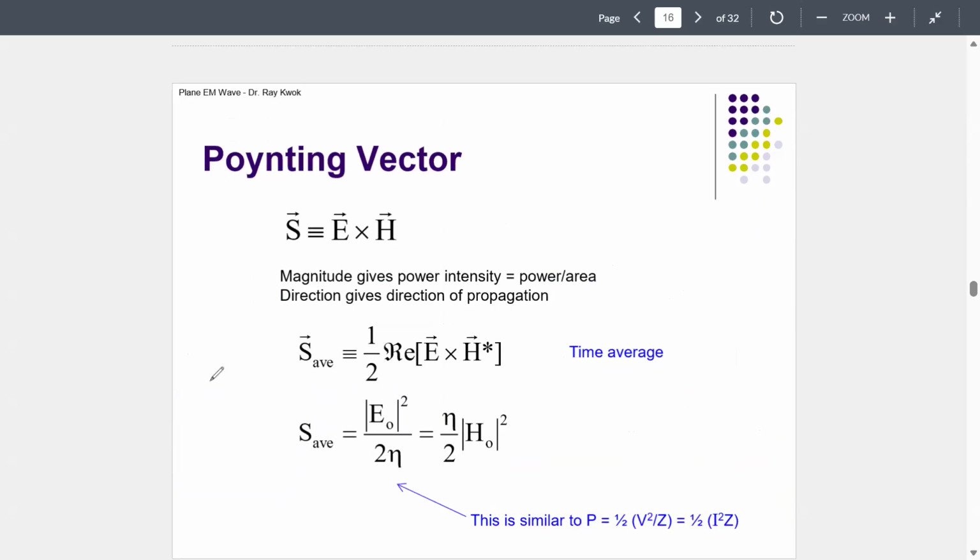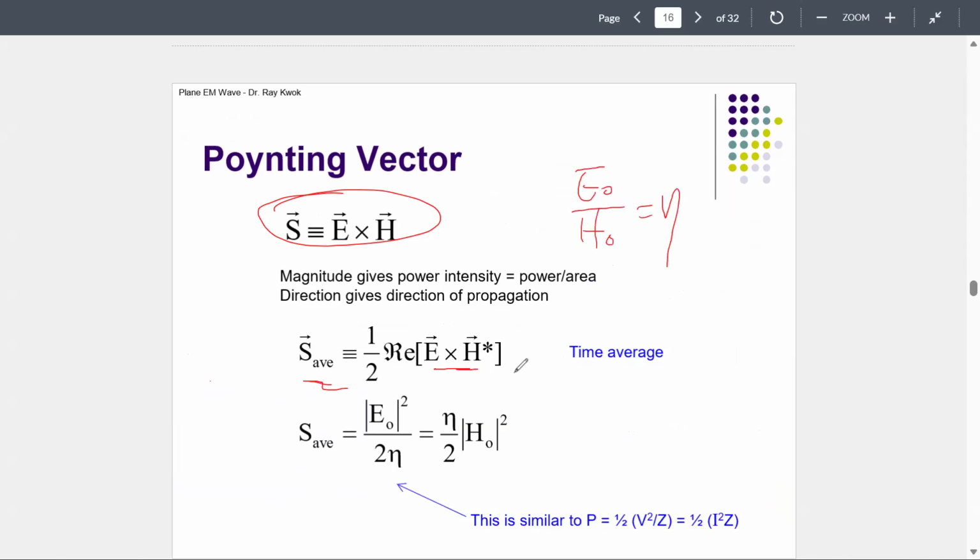So what does power intensity mean? So we say the Poynting vector is E cross H. So the magnitude is really, remember E naught over H naught is eta. So I can get rid of the H and write it as E over eta, or get rid of the E and write it as eta times H. So this is the amplitude, the magnitude of the Poynting vector. The average, which gives you 1/2, is E squared over eta or eta times H squared.